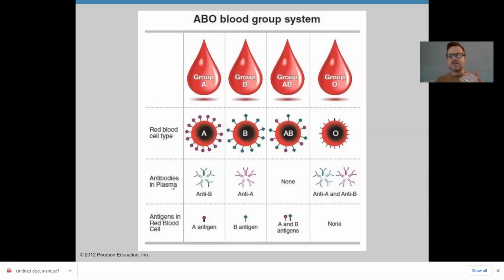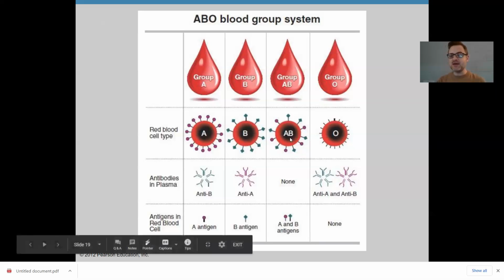Now, antibodies are things that your body makes to fight off foreign antigens. So if you're type A blood, you make what are called anti-B antibodies because you don't have B blood. So to you, B is foreign. If you have type B blood, you make anti-A because A is foreign. If you're AB, you don't make any because nothing is foreign. If you're O, you make both anti-A and anti-B.